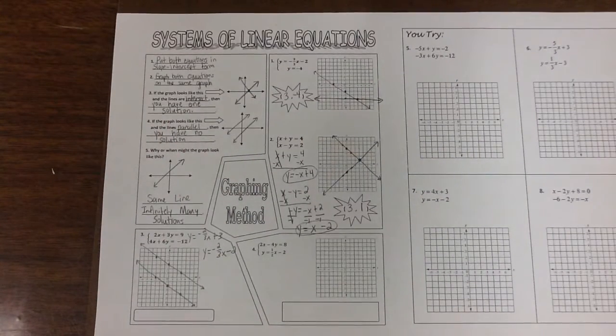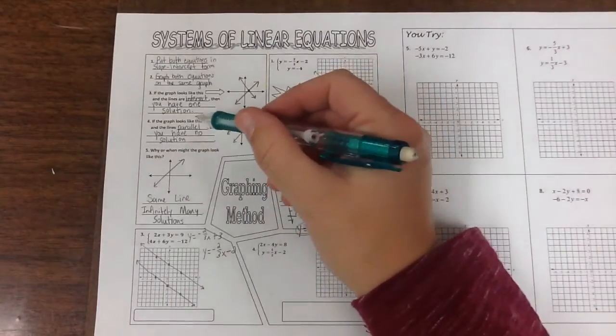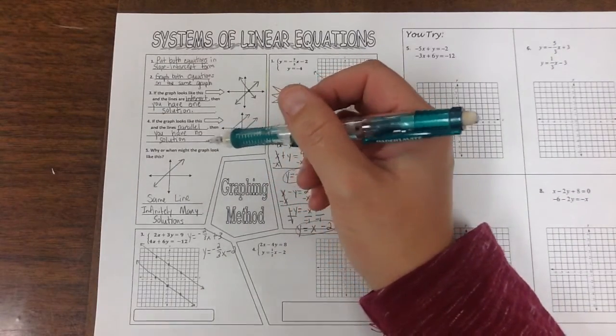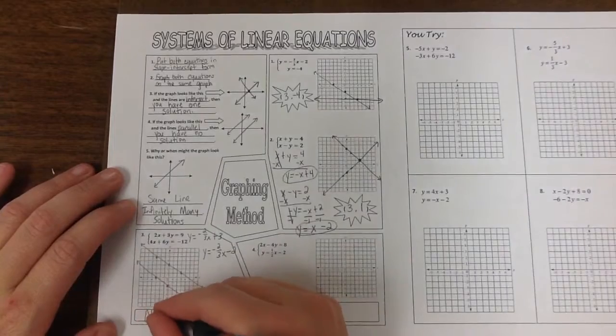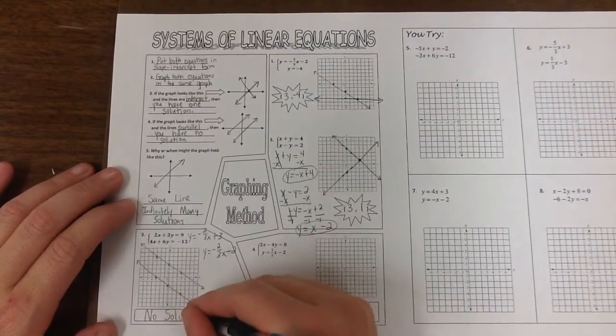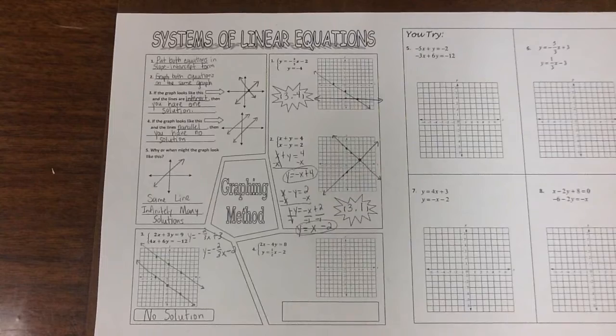And hopefully, what do we notice about these? Hopefully you said that they were parallel. And if we go back up here, we said if it looks like this and the lines are parallel, then we have no solution. Right? The lines never intersect, so it's going to be no solution. Maybe some of you recognize from last unit where we did parallel and perpendicular lines that these two lines were already going to be parallel because they had the same slopes and different y-intercepts. If you did, great.